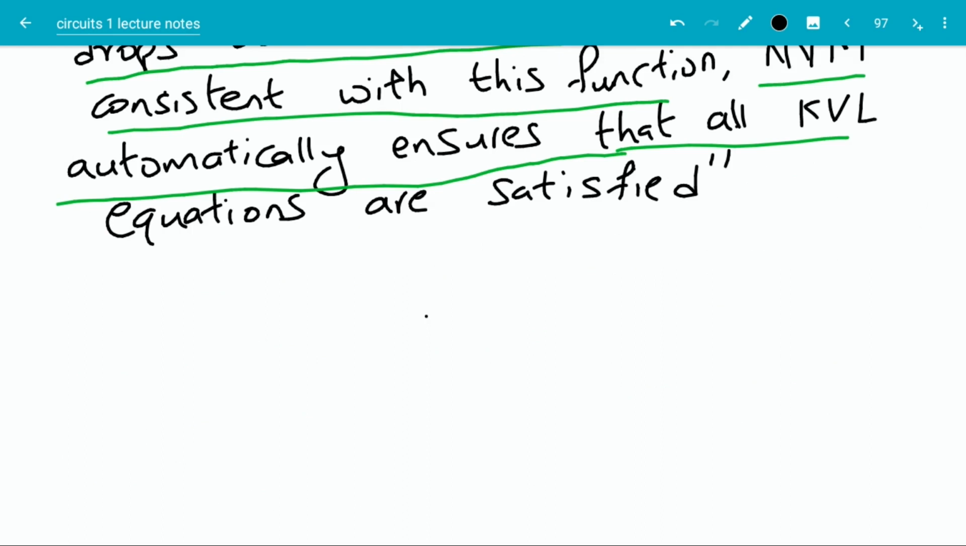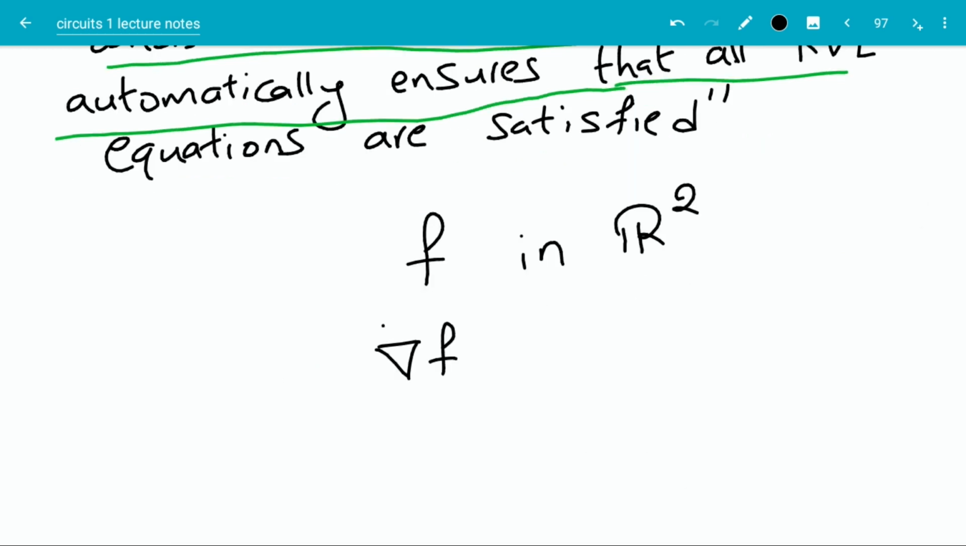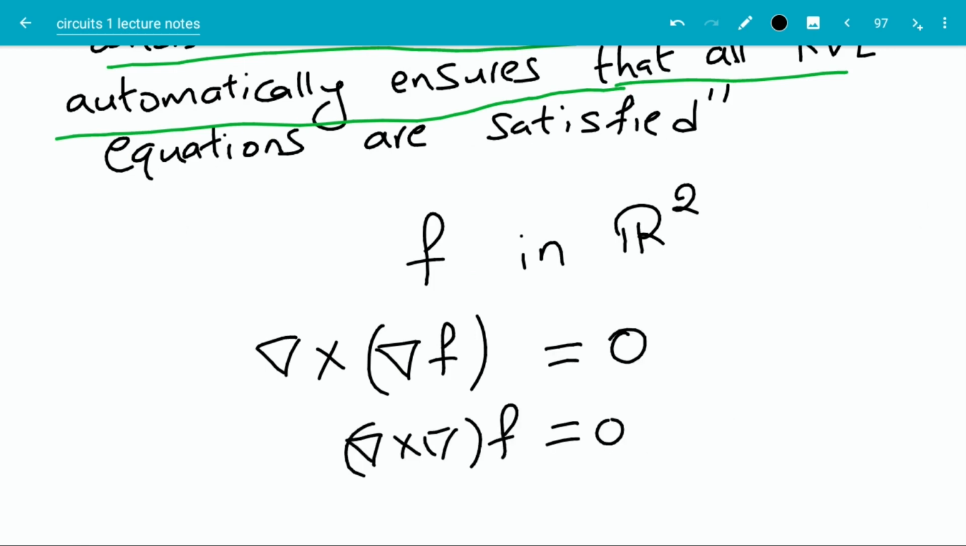For students who want to think a bit more deeply about this, let's think back to what you learned in calculus. Let's say you define a function f in R2. You then take the gradient of the function. Note that this gradient will be a vector field. And you take the curl of that vector field. You know this should be equal to 0 because curl of gradient is equal to 0.